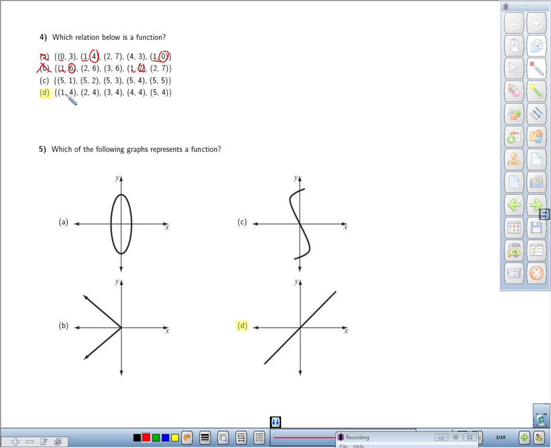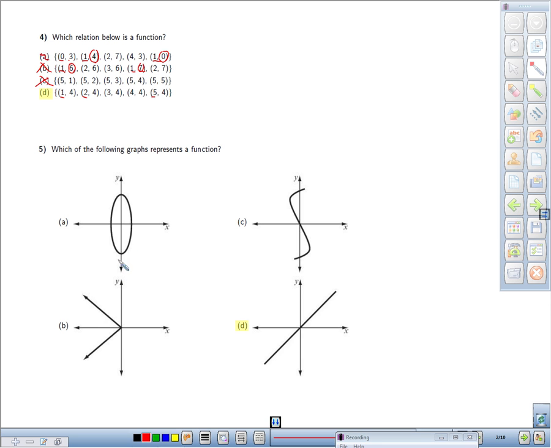In the case of C, notice each one of these is a 5, so the same input with 1, 2, 3, 4, 5 different outputs. Not a function. D is the only one that works. Notice 1 always matches with 4, 2 always matches with 4, 3 always matches with 4, 4 with 4, 5 with 4. That's fine. Each input with just one output. So D is our function.